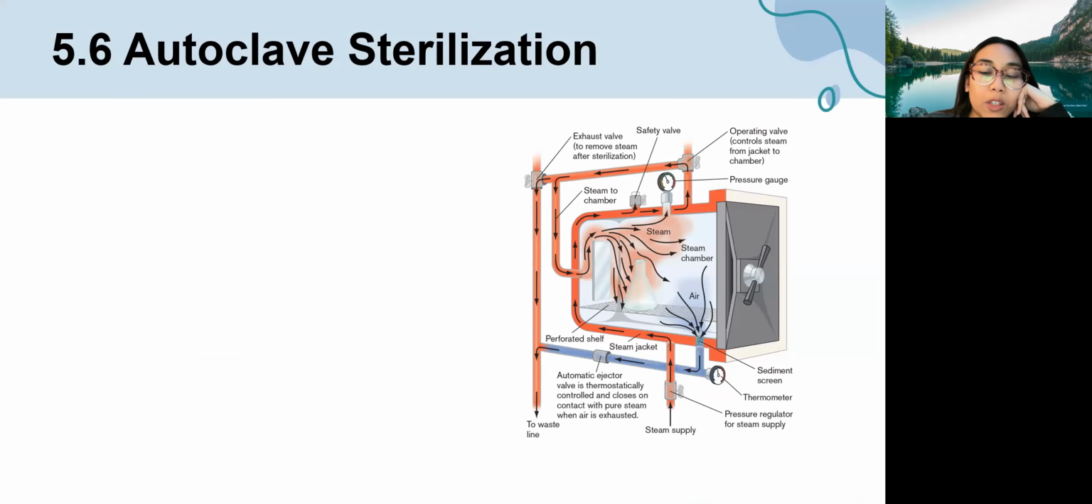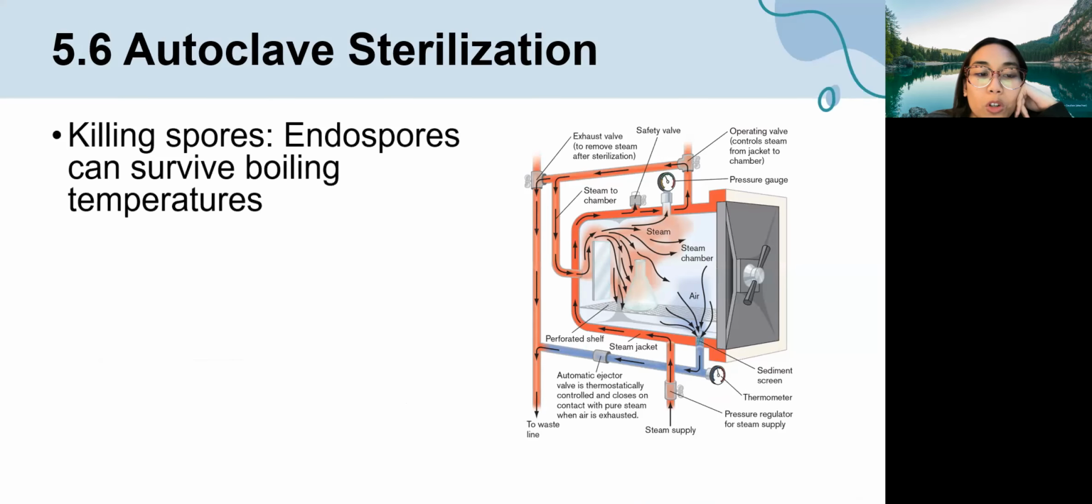So autoclave sterilization. Why do we do autoclave sterilization? Why can't we just boil things, right? Well, it's all about the spore. So remember we talked about how endospores are these dormant states that some bacteria have during very extreme environments. Well, one of those extreme environments is extreme temperature. So endospores can actually survive in very high temperatures, including boiling temperatures. So if you were to just boil something, and there were endospores, you would probably not kill all of those endospores, which is obviously not good.